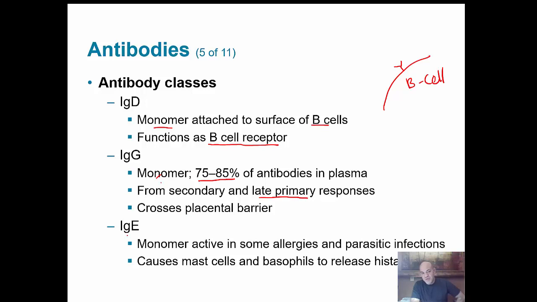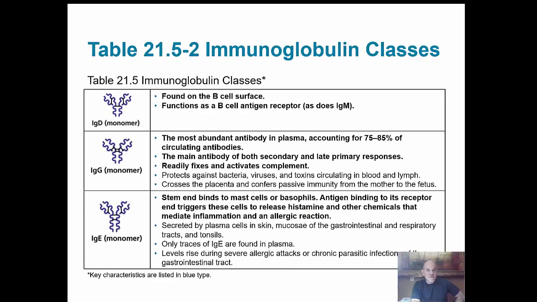And then we have immunoglobulin E. This monomer is active in some allergies and parasitic infections, and it causes mast cells and basophils to release histamine, which is involved in inflammation. So this table summarizes, again, some of the attributes of these immunoglobulins.